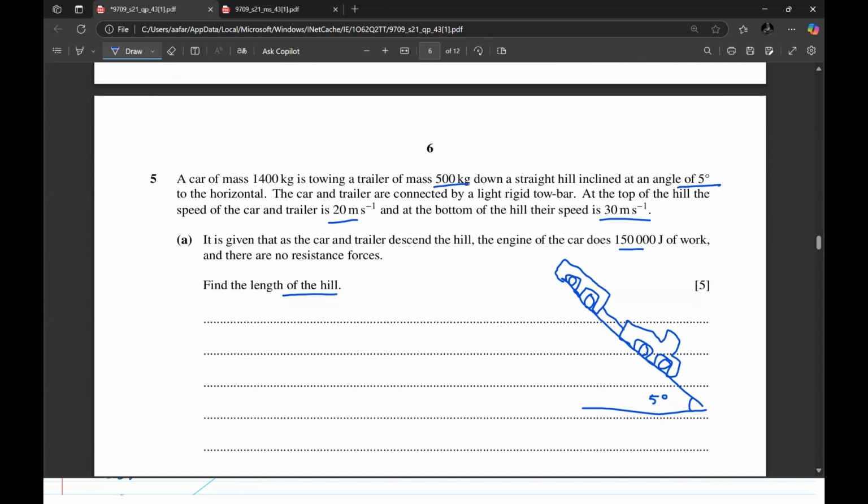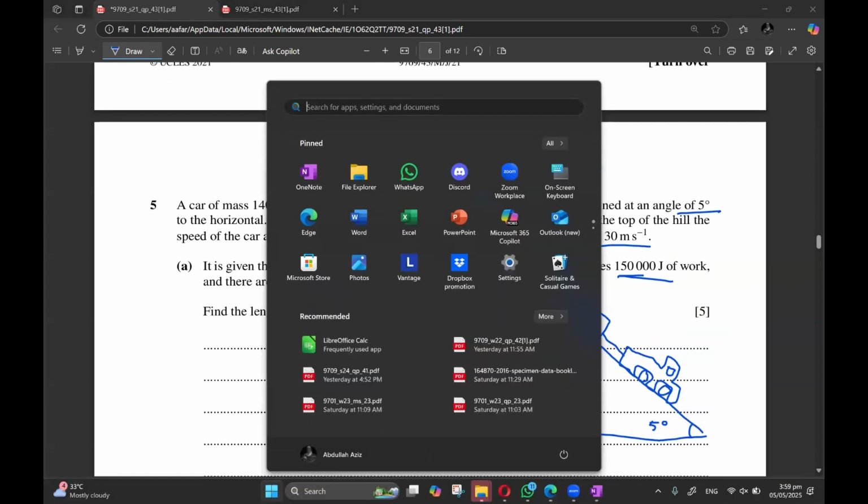So we know the initial and final velocities, so we can find the change in kinetic energy from that, right? And they've given us the work done of the driving force as well. Exactly, we can use an energy method, right? We will use the energy method.